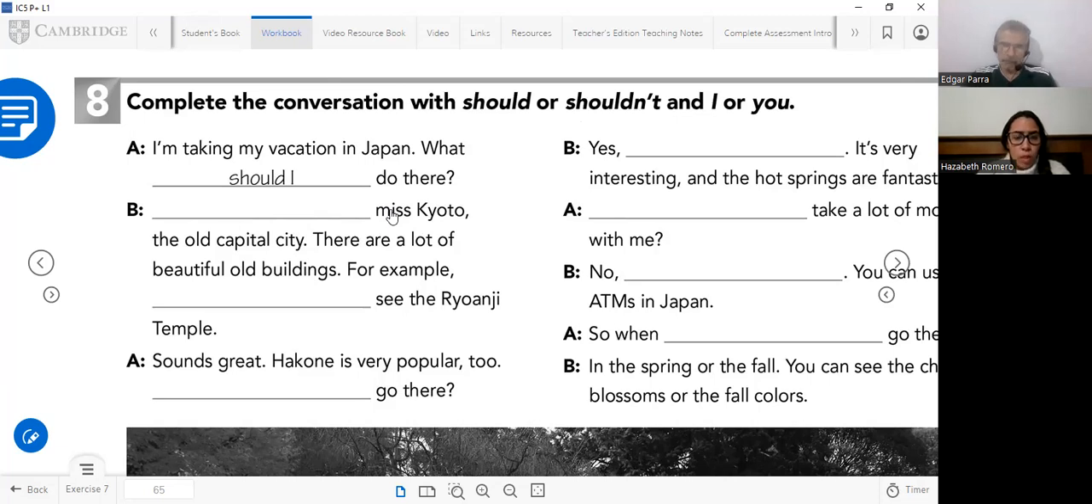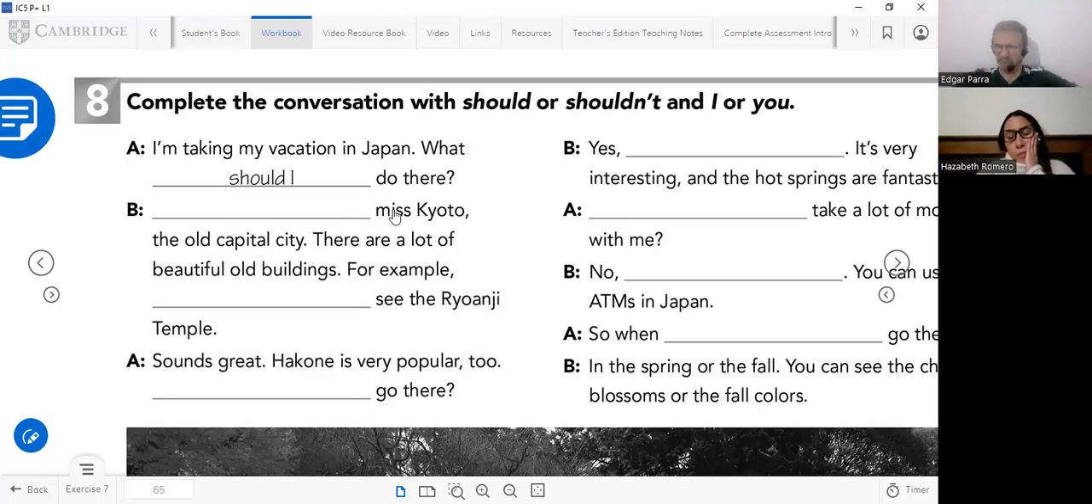Should you miss Kyoto, the old capital city? Wait a minute. It is necessary to have a subject in this sentence. Is it I or you? Okay, you miss Kyoto. You should or you shouldn't? What do you say? You should or you shouldn't miss Kyoto?